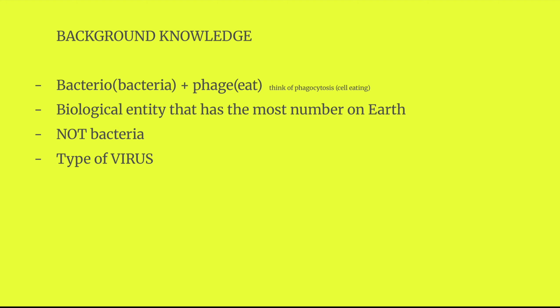So basic knowledge you need to know about the bacteriophage is that they are not actually bacteria, they are a type of virus. The name bacteriophage comes from the word bacteria and phage, which means to eat. So literally it means to eat bacteria. And as I mentioned before, they are the biological entity that has the most number on Earth. They are very deadly and we are fortunate that they are not hostile towards us humans. If they were, we don't know what would have happened.